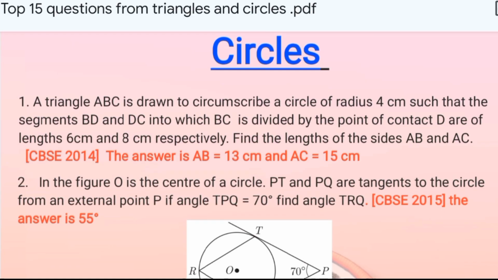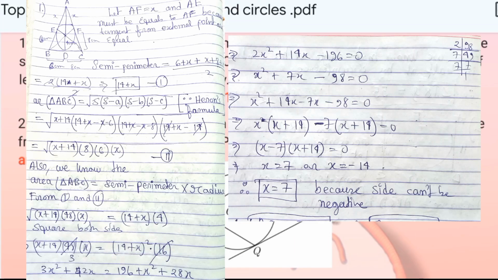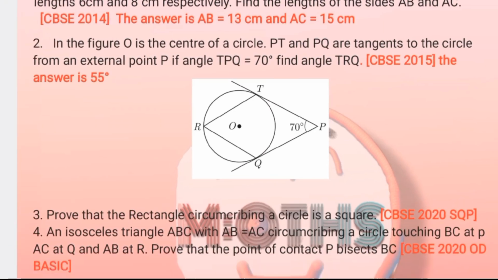These are the first two questions from circles. Go ahead and take the screenshot because we are only going to discuss few questions. Okay, as you can see, in the first question we have to use the two tangent theorem and the semi-perimeter radius formula. Now moving on to our next question.